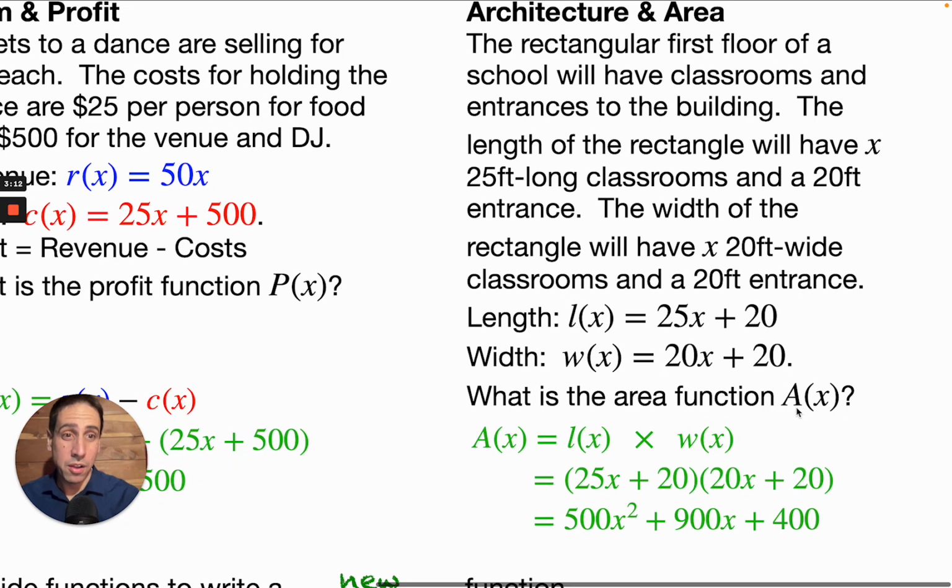So if you want to know what the area is going to be, it's the length times the width. That is this length function times this width function. And if you wanted to remove all the parentheses, you've got to FOIL, and you get what you see down here.